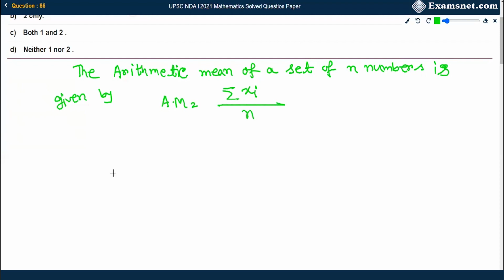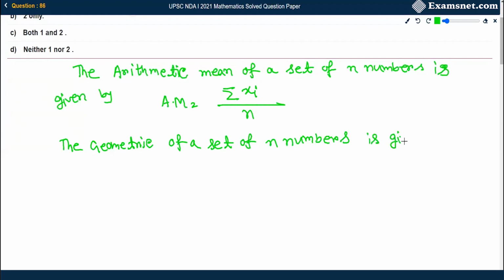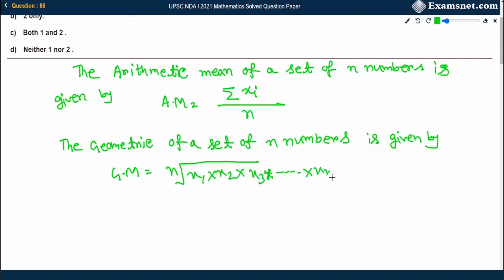Now what about geometric mean? The geometric mean of a set of n numbers is given by, if say there are n numbers x1, x2, x3 dot dot dot up to xn, then we can write the nth root of the product of x1, x2, x3, multiplied up to xn.